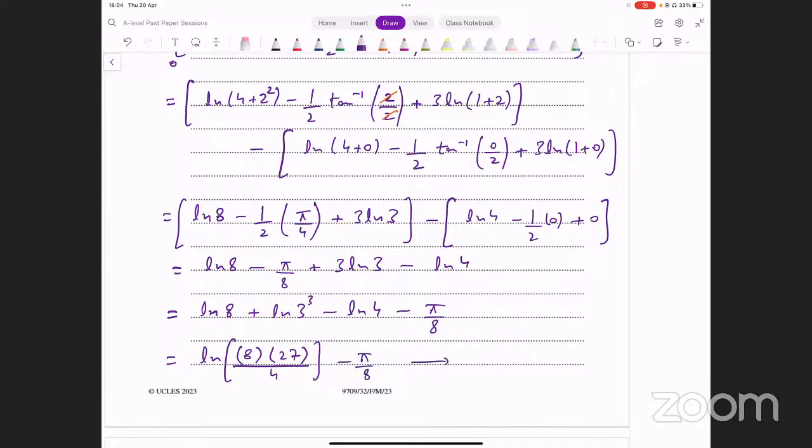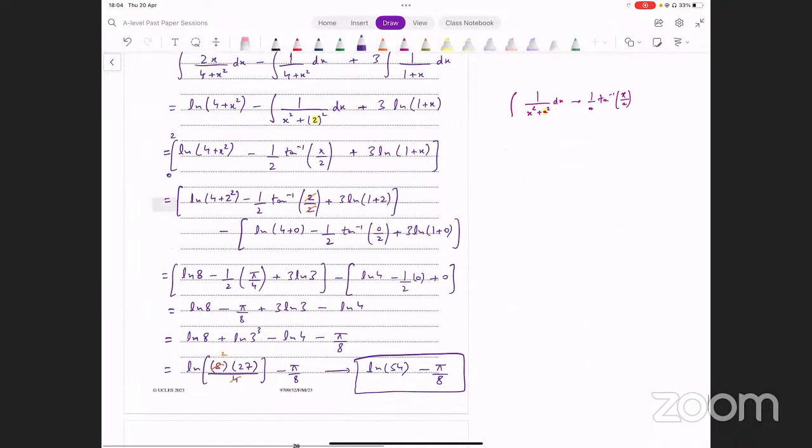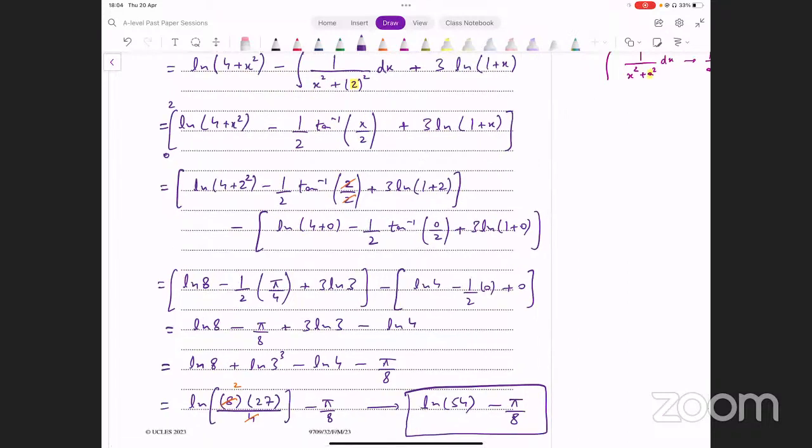Let's simplify this and see what that gives us. 8 over 4 ये cancel हो जाएंगे. आपके पास 2 बचा. 2 into 27, that's going to give you 54. So you have ln of 54 minus pi over 8, and that's exactly what we had to prove here. ln of 54 minus pi over 8, ये आपने prove कर दिया. ठीक है? I hope that makes sense.